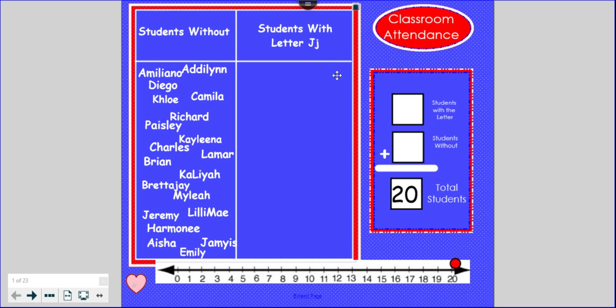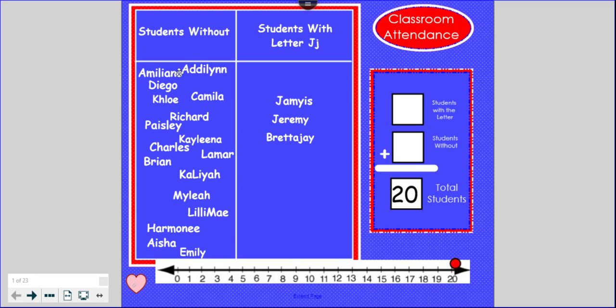All right, let's take a look and see who has the letter J in their name. Oh, I see Jemias has a capital letter J. His name begins with the letter J. J. Jeremy also begins with the letter J, a capital letter J in his name. And I think we only have one more friend with a letter J in her name, and that is Bretta J. She has a lowercase j in her name.